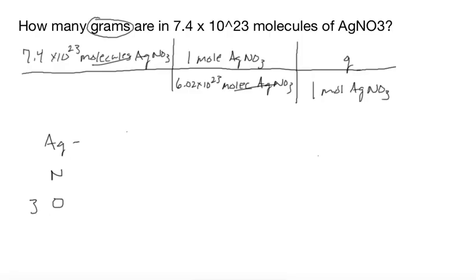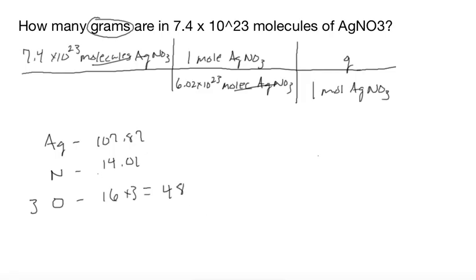So the molar mass for silver is 107.87. Molar mass of nitrogen is 14.01, and these numbers come from the periodic table. So these are the mass numbers for this particular element. So it's the number on the bottom, should be right under the symbol. And oxygen has a molar mass of 16, but there are 3 of them, so we're going to multiply the 16 by 3 to get a number. So 16 times 3 is 48.